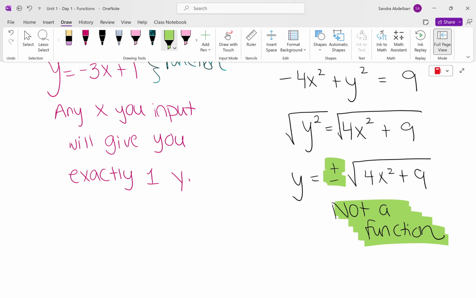All right, there is more to this lesson. We haven't even entered in domain and range, but I think that's enough for one day. We'll stop here. We'll pick up more next class.